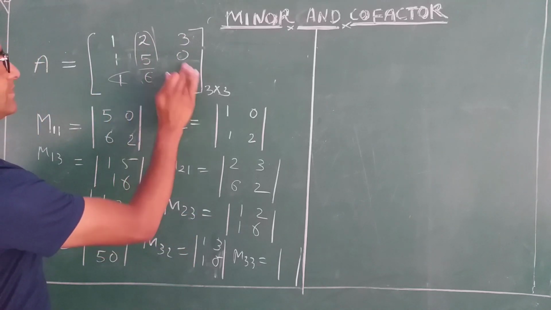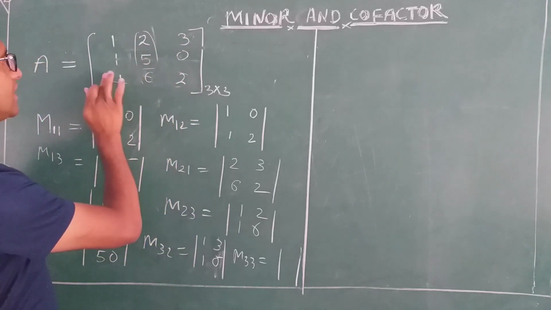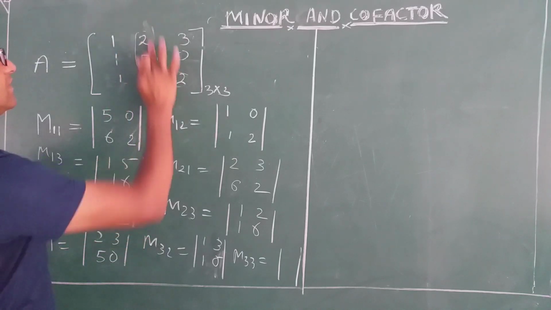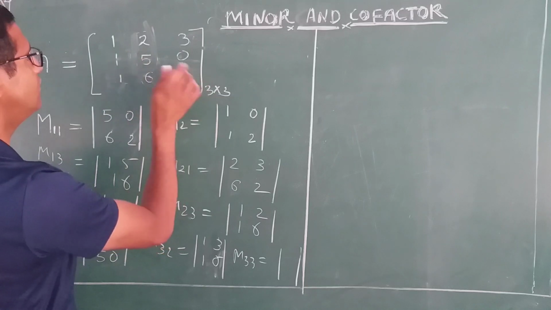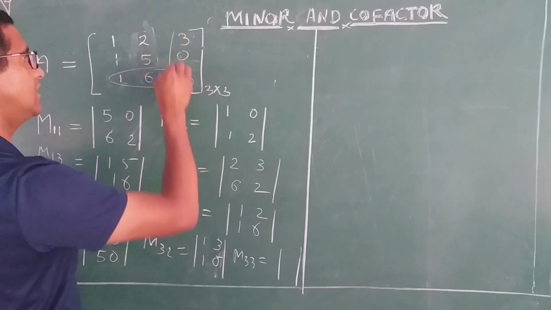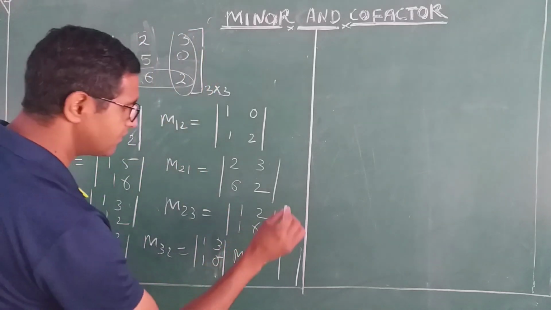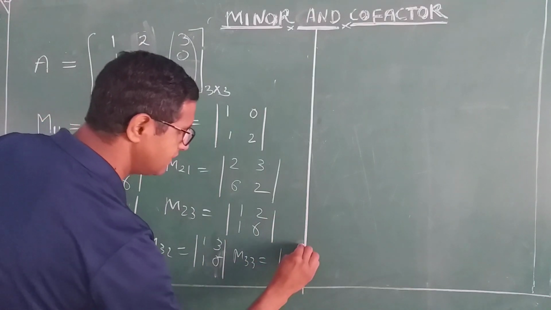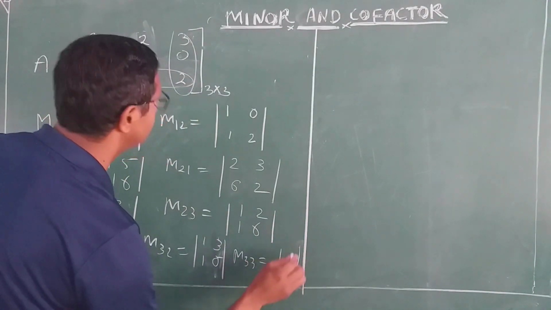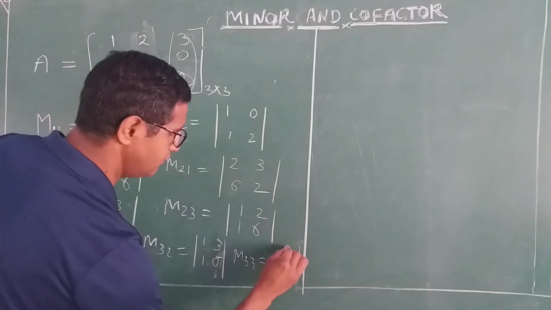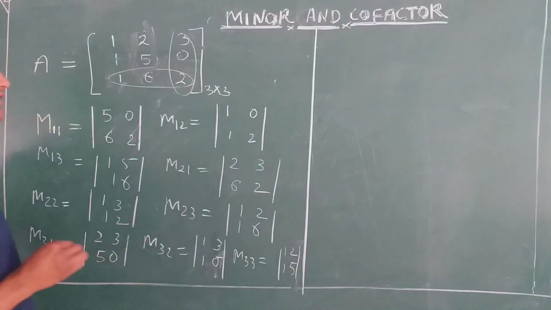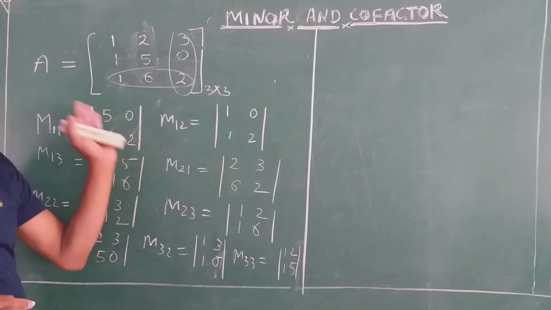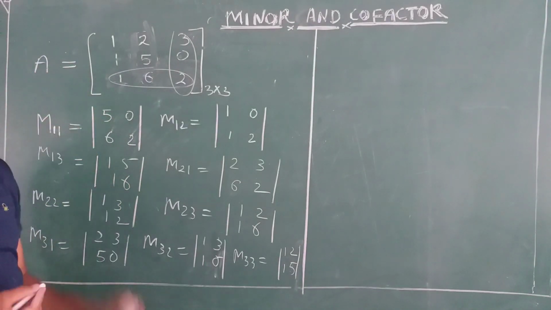Now M33. For M33 you will leave third row and third column. The remaining elements you will write inside this determinant sign. This will be 1, 2, 1, 5. Okay, these all are the minors of the given matrix.